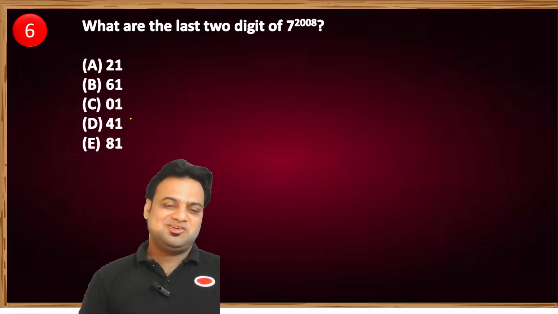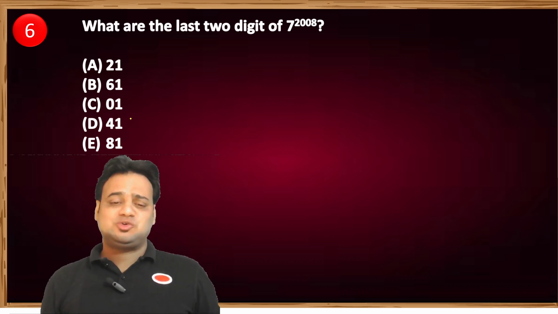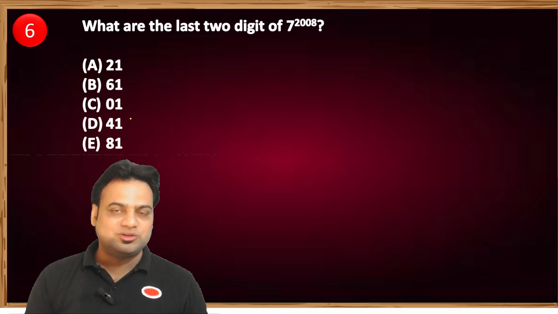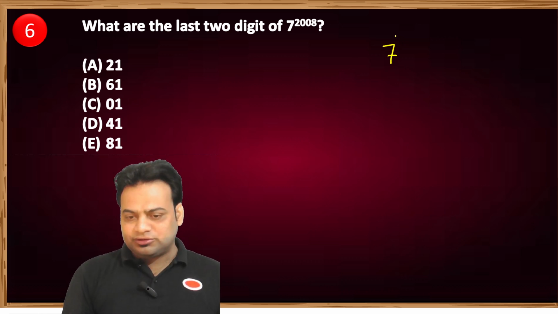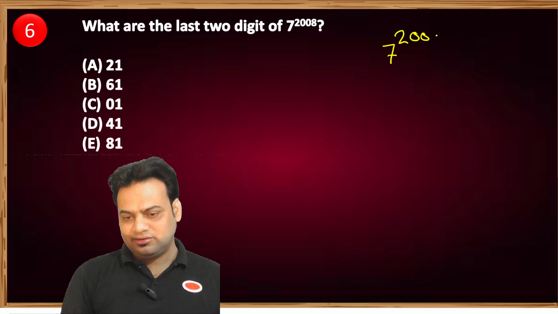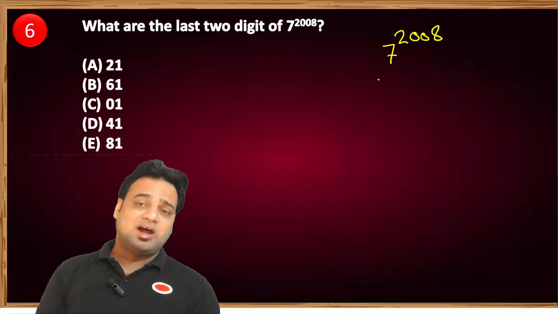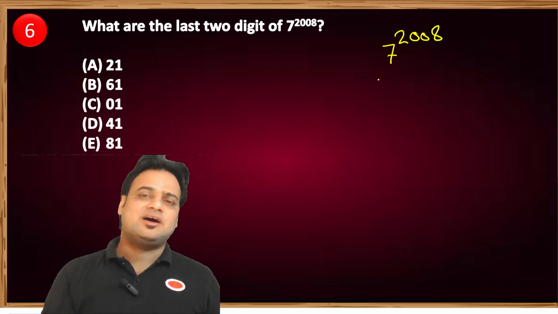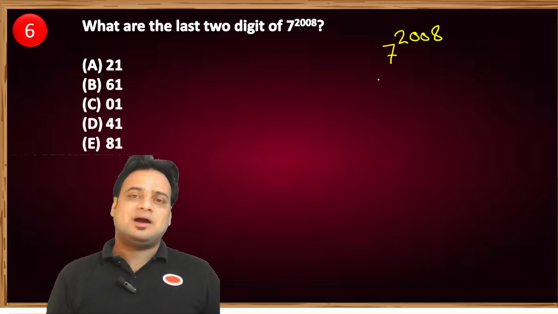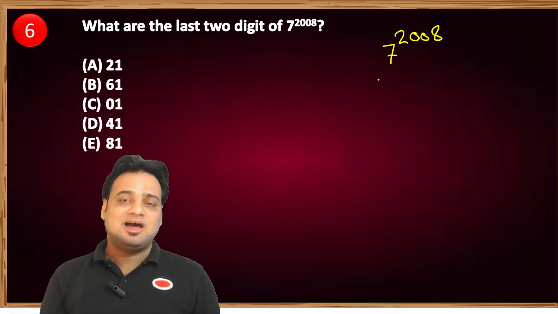Here the question is based on the last 2 digits of numbers. What are the last 2 digits of 7 to the power 2008? For the unit digit, you divide the power by 4 and take the remainder, then calculate the unit digit from the remainder. Here the unit digit alone is not considered; we consider the last 2 digits.